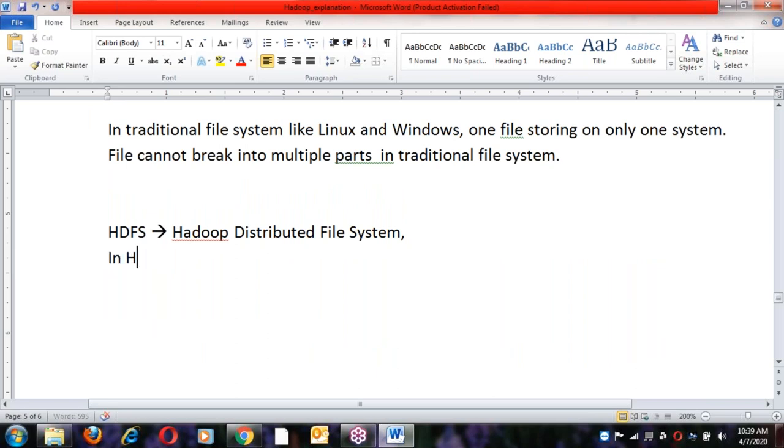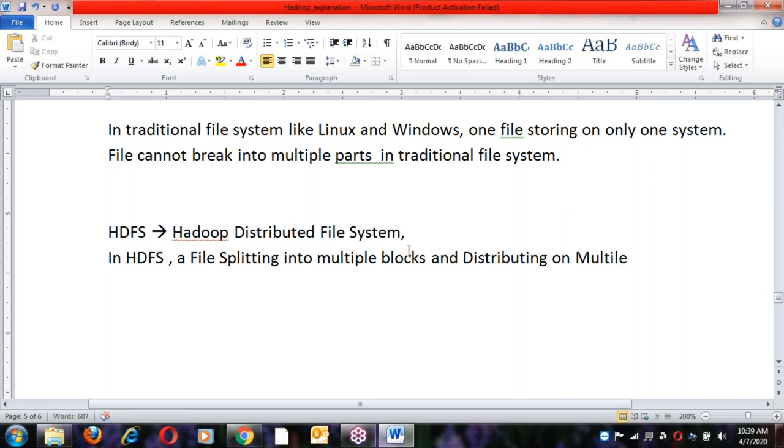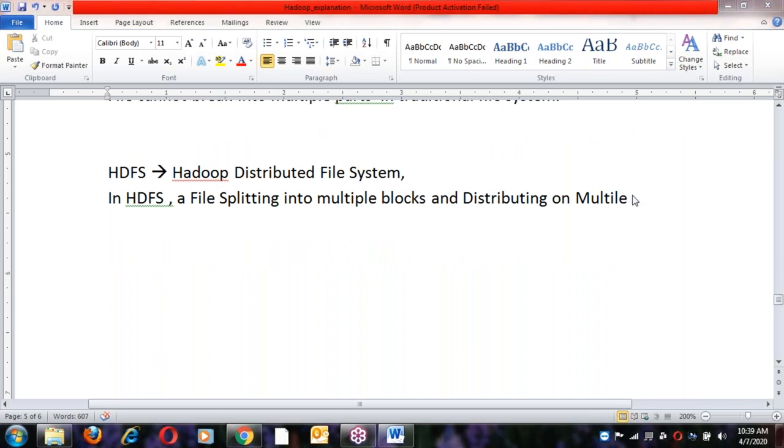In HDFS, what happens here? In HDFS, a file is split into multiple blocks and distributed on multiple nodes in a cluster.